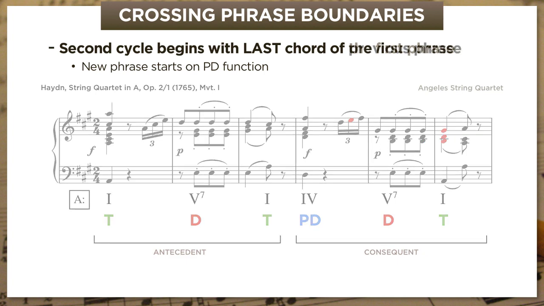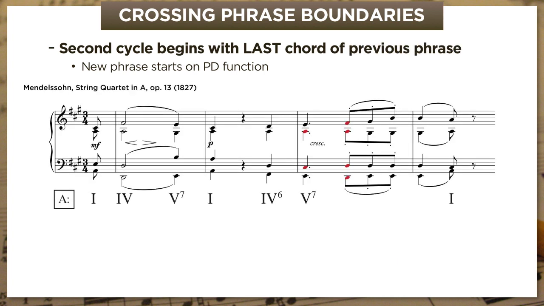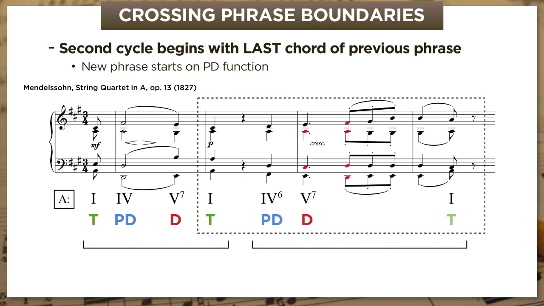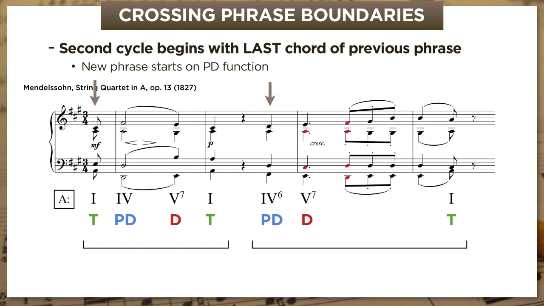Something similar happens in the opening of Mendelssohn's A minor string quartet. Here as well, we've got two phrases with the tonic that ends the first phrase, connecting over the phrase gap to the predominant that starts the next phrase. What's different here is that each phrase begins with a brief upbeat, such that the first function of each phrase is actually much weaker than the second one, which falls on a strong beat.